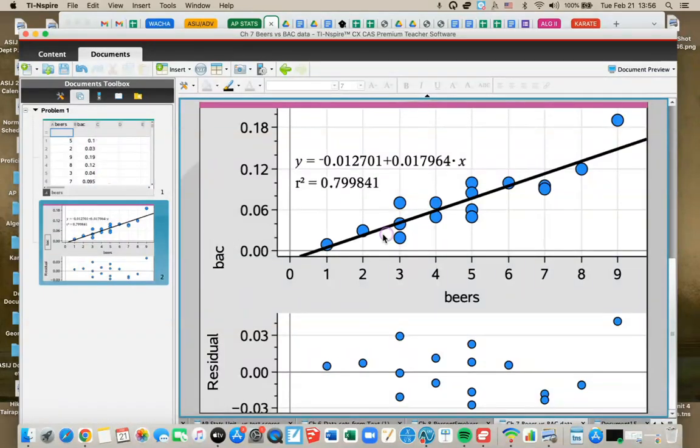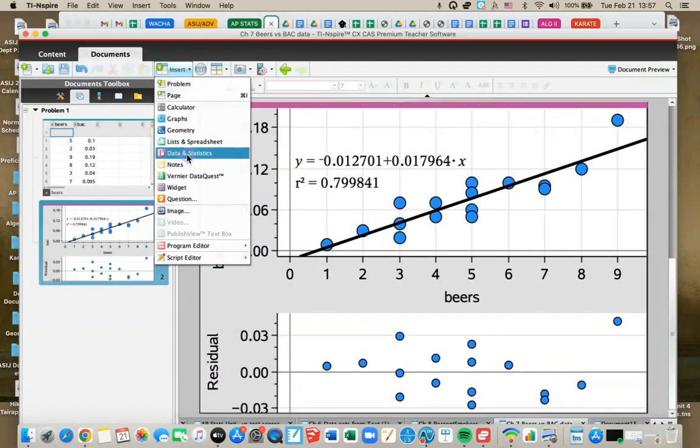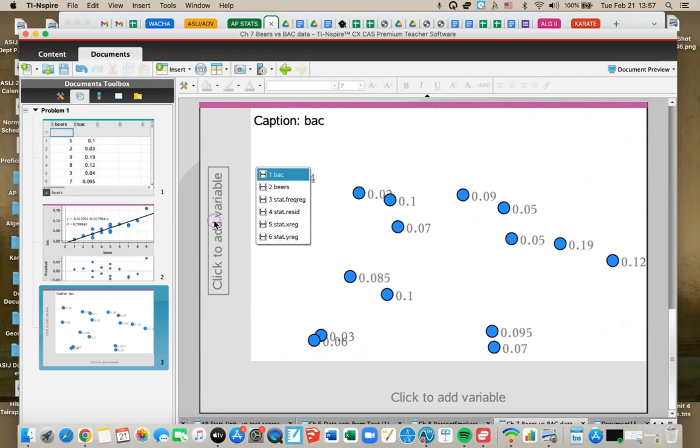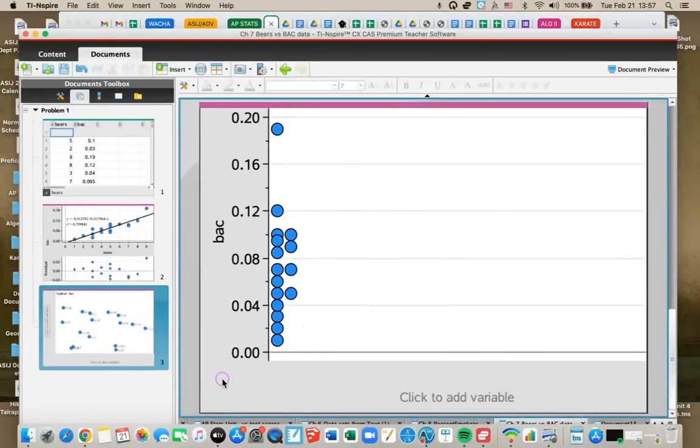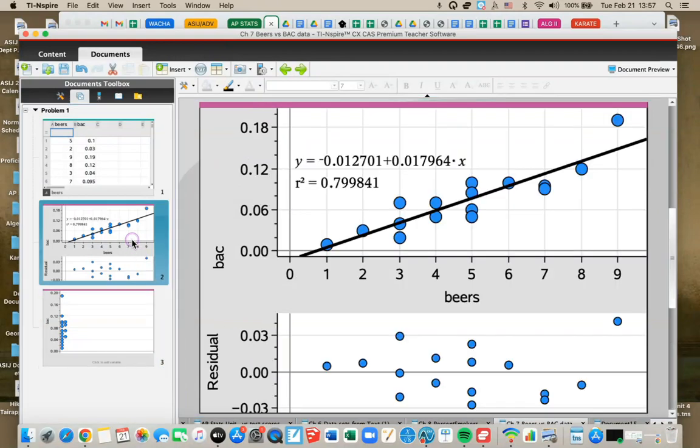All right, we got R squared right in front of us too, so let's talk about that. Now remember before, if I wanted to, let me insert another data and statistics page. And I could put on the blood alcohol content just on this side alone. So this would be the variation I started with in blood alcohol content. And by making the association with beers, I have reduced the variation. And that's what this number is, right? So it's about 80%, so let's go with 80%.